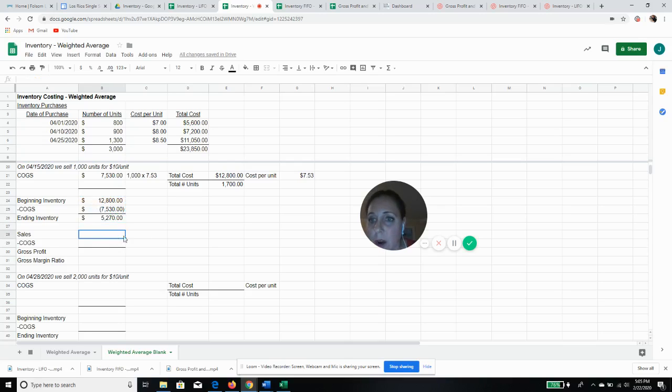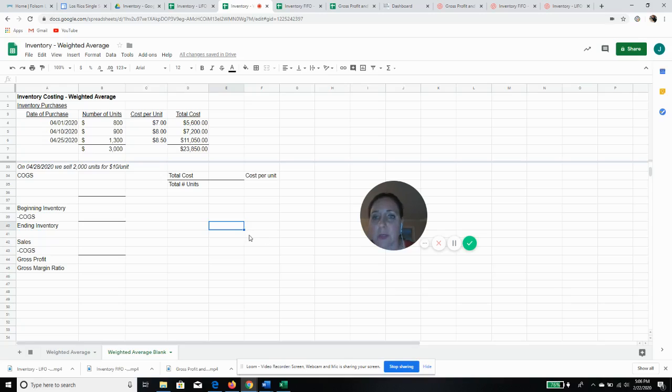And so our ending inventory is 5,270. Our sales, we sold 1,000 units times $10 a unit. $10,000 minus our cost of goods sold gives us a gross profit of $2,470 and a gross margin ratio of gross profit divided by sales, 24.70%. Okay, let's go on to our final example.